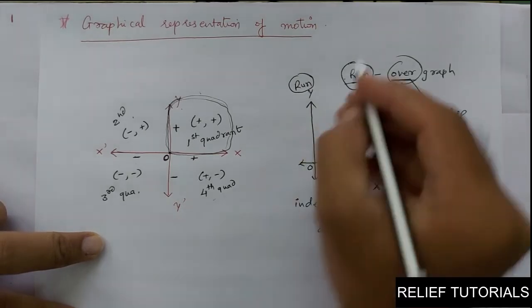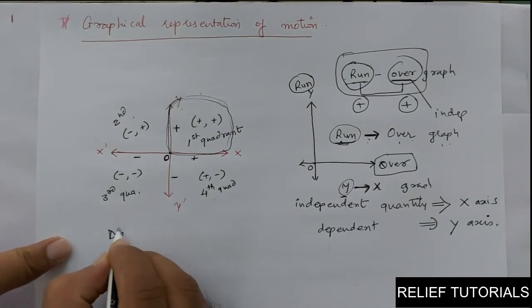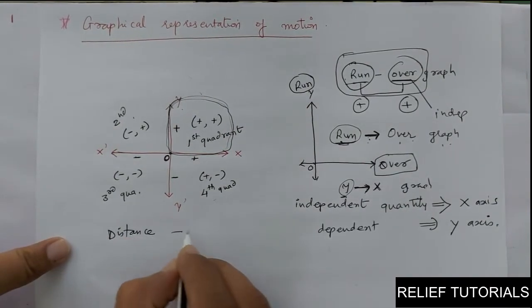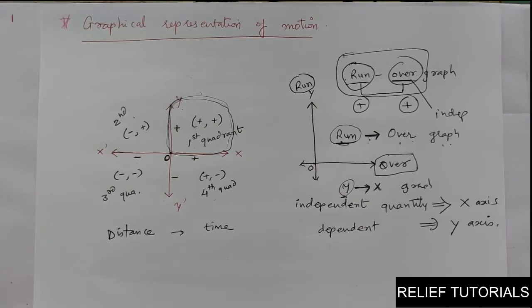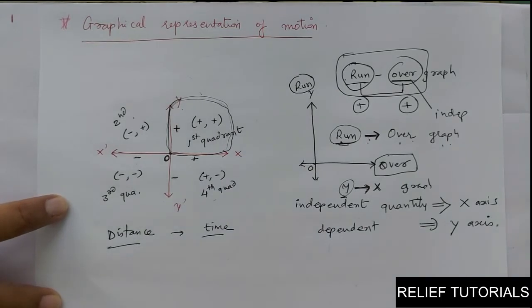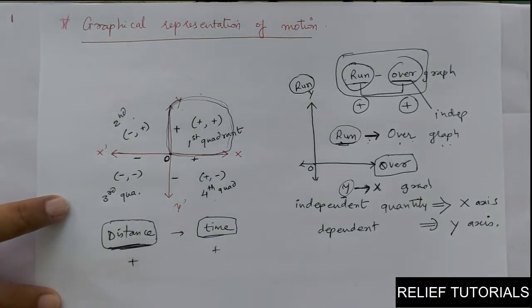It all depends on which two quantities are being represented. For example, if I ask you about the distance versus time graph, okay, distance and time. Now we know that distance can never be negative. It is always positive if it is not 0. Time is always positive. So both the quantities are positive, so I think the first quadrant is enough for us.